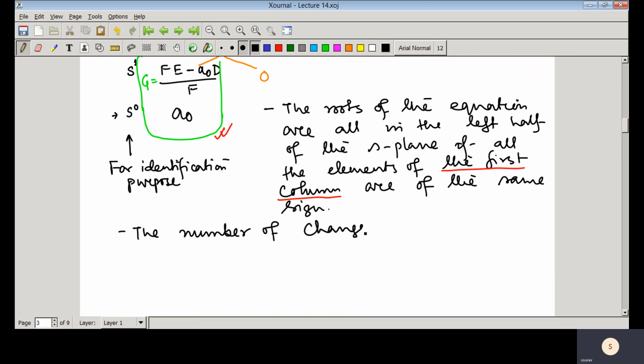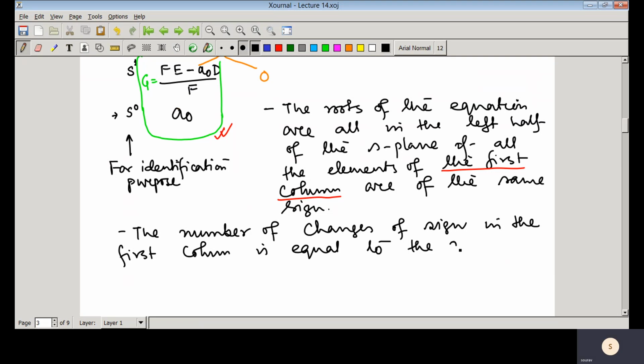changes of sign in the first column is equal to the number of roots with positive real part.